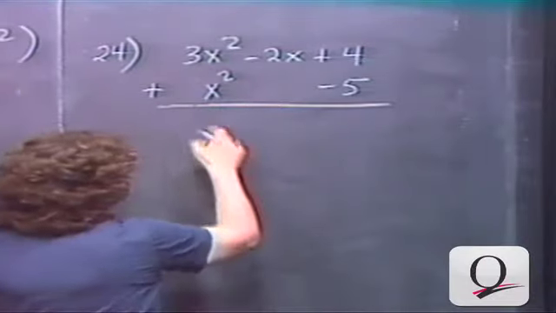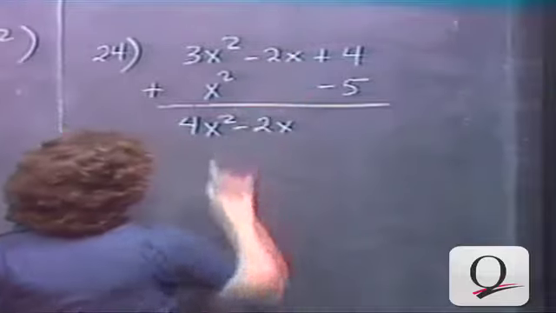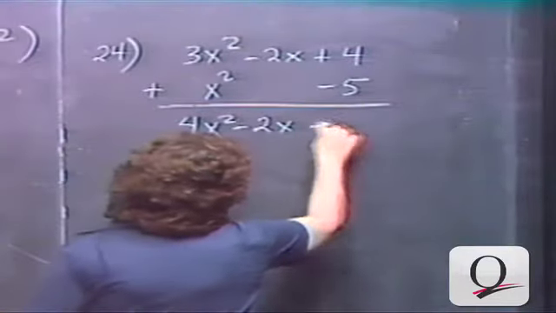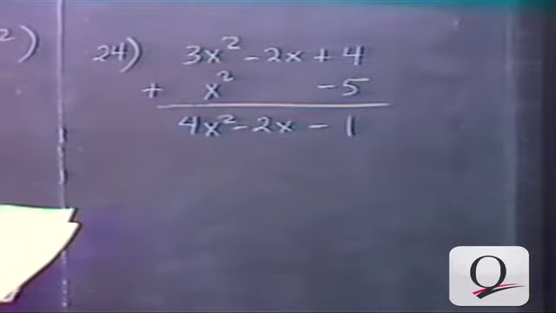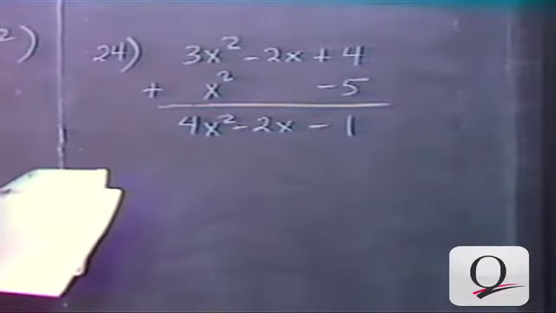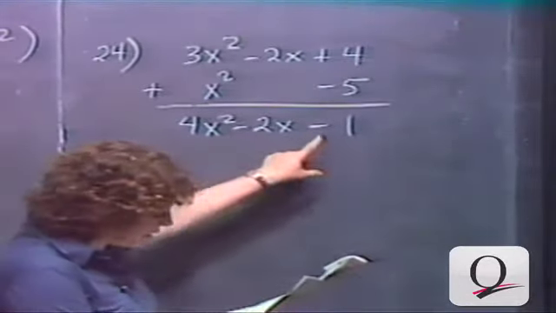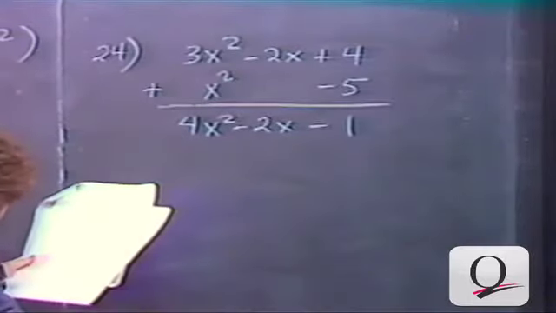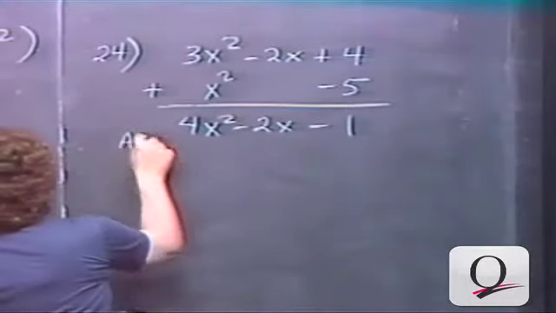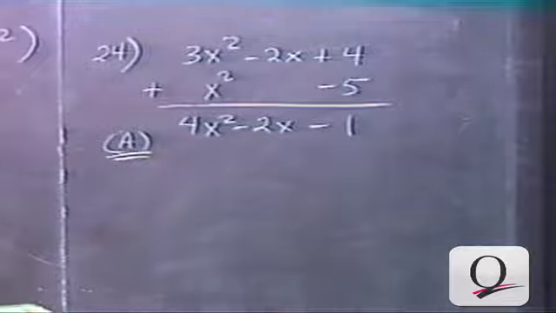3x squared plus 1x squared is 4x squared. Minus 2x and 0 is minus 2x. 4 minus 5 is minus 1. So 4x squared minus 2x minus 1. And be careful, because 4x squared minus 2x plus 1 and plus 2x minus 1 are all choices. 4x squared minus 2x minus 1 is choice A on the test. It would be silly to get it to this point and then copy down the wrong answer.